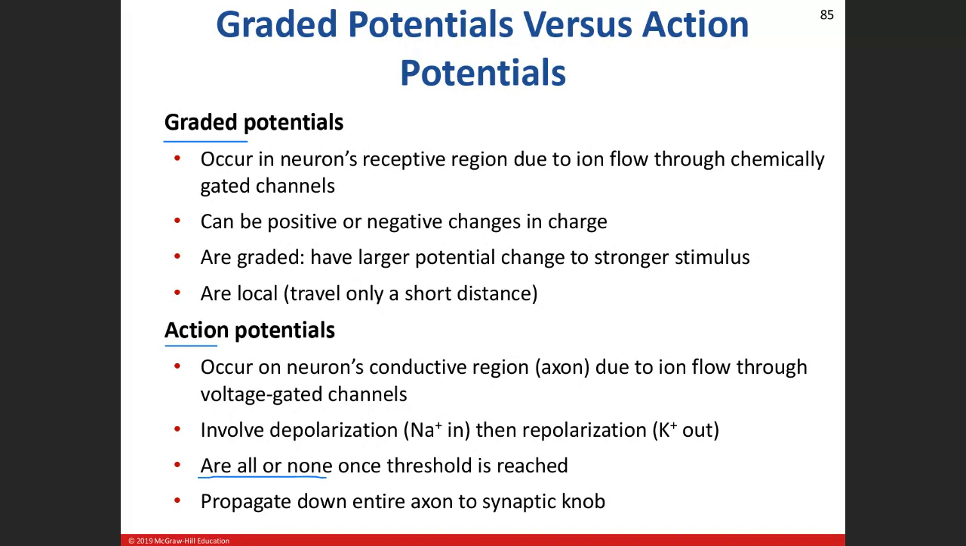Graded potentials, we call them graded potentials because they are what we refer to as being graded. So what does that mean? The larger the potential change, that means if we go from a negative 70 resting millivolts to a negative 60, that's a pretty large response. That's a pretty large change in the potential. If we go from a negative 70 to a negative 68, that's not very big. So the larger the potential change, the stronger our stimulus will be.